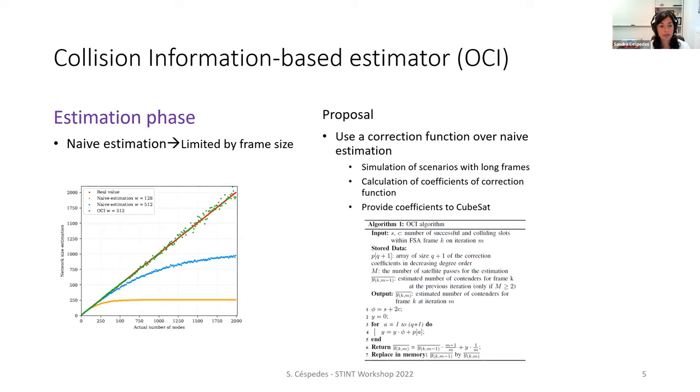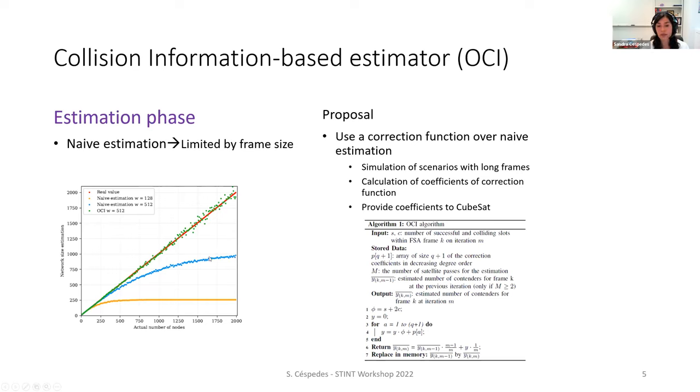So we started with a naive estimation in which we use this formula that you see here in point one of our algorithm, in which we are basically counting the number of successful transmissions and the number of collided slots. Here we are assuming it's only two nodes colliding, which is not true. Of course, we know that there might be more, but we started with that naive estimation. And then we see that the orange curve shows that we get an estimation that is close to the real number. The real number is the red curve. But at some point it just saturates because the frame length will limit the estimation. So if we increase the frame length, which is the blue curve, we have a better estimation, but it is still saturating with the size of the frame.